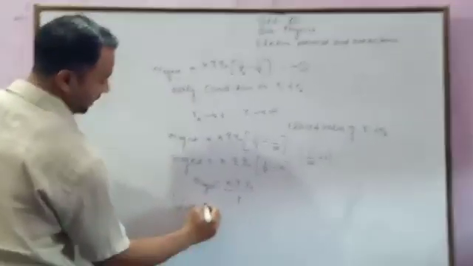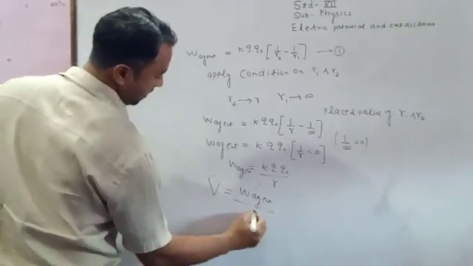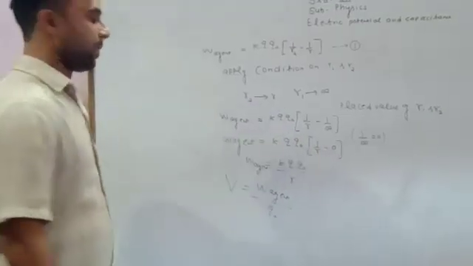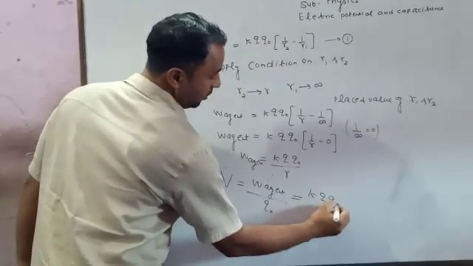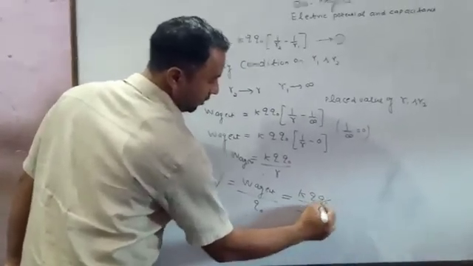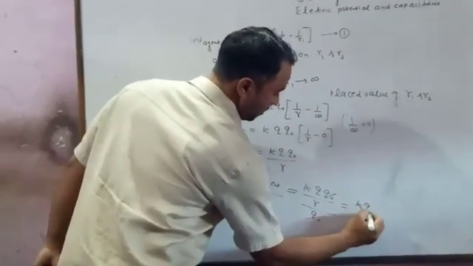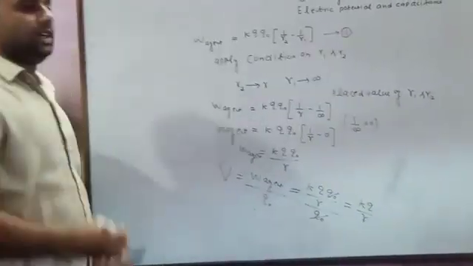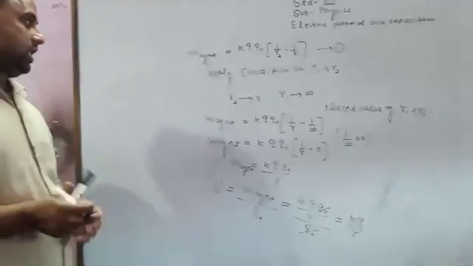The simple definition of the potential: V is equal to the work done by the agent divided by the test charge. This is the definition of the electric potential. Placing the value of the work done, Q naught by R divided by Q naught, the Q naught cancels out and the potential is equal to KQ by R. This is the potential due to a point charge at a distance of R.